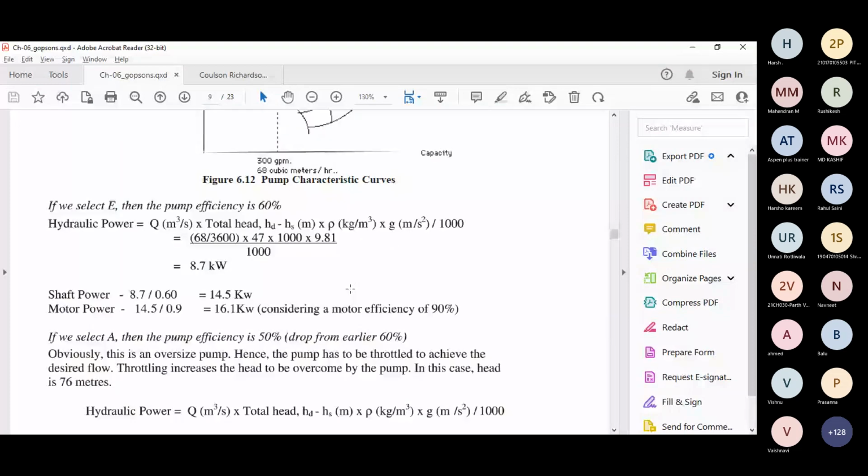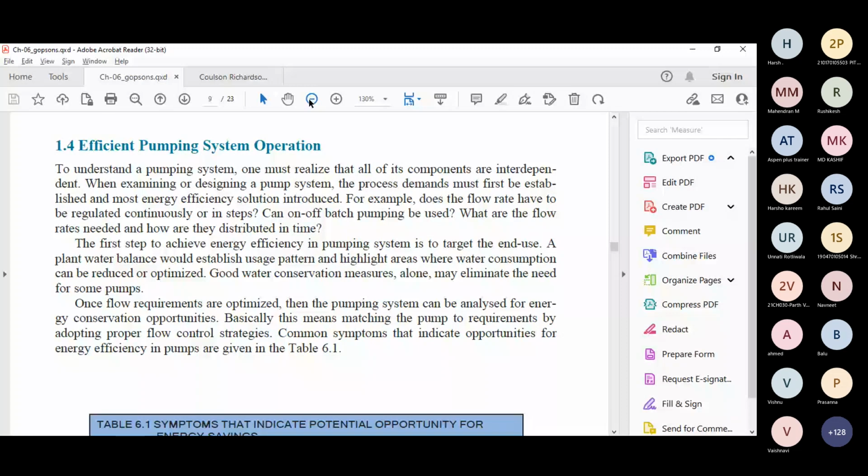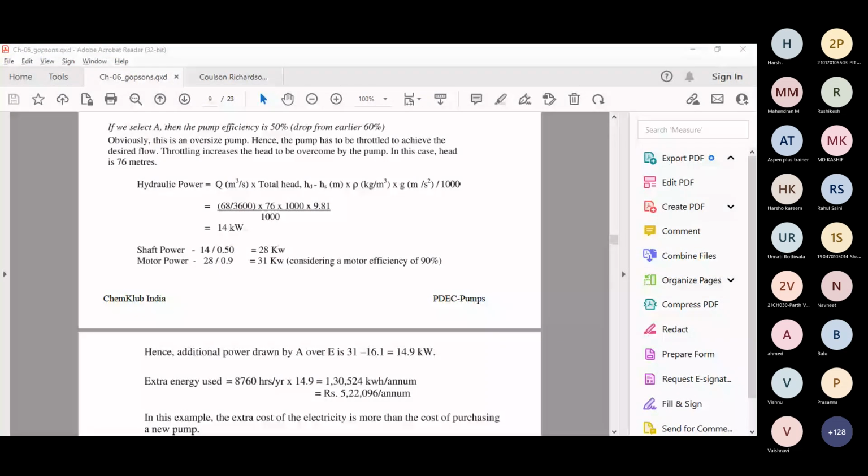Sir, all the plants will be having recirculation, I know, sir, for all the pumps. Not all the pumps have a recirculation line. It is very good practice to give a recirculation line to all the pumps, but generally that is not the case with all the industries.